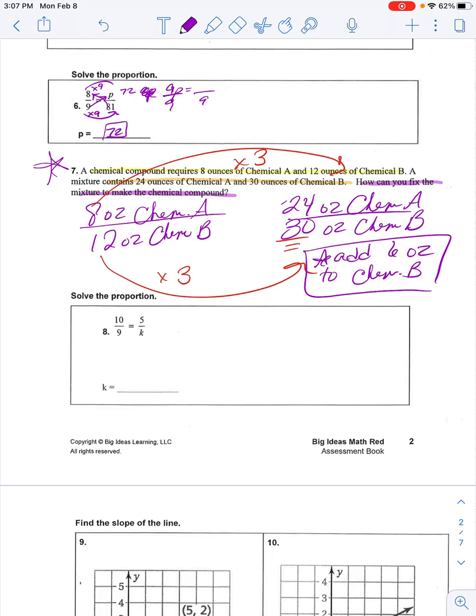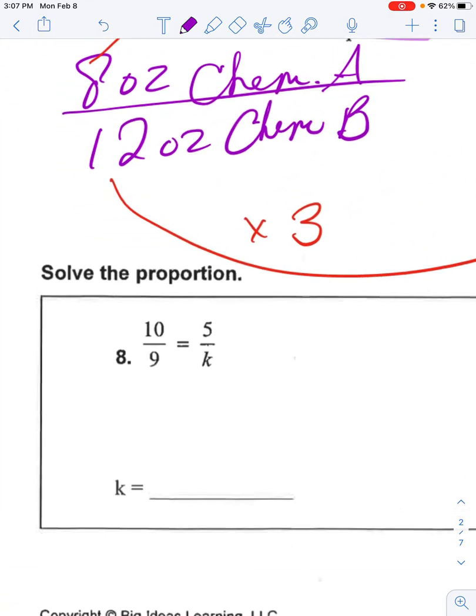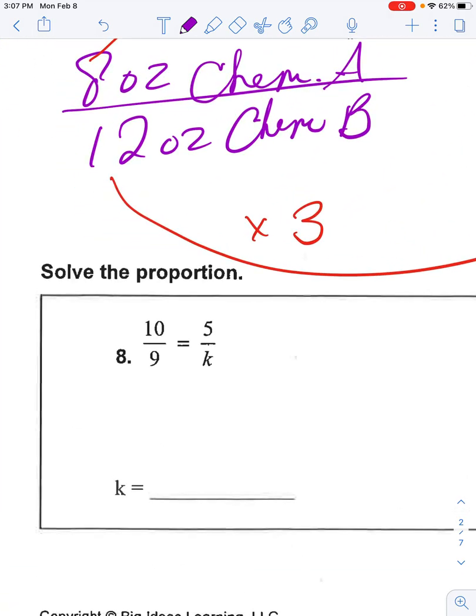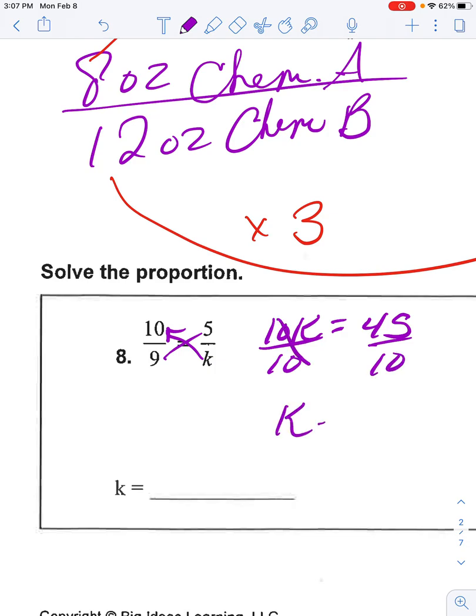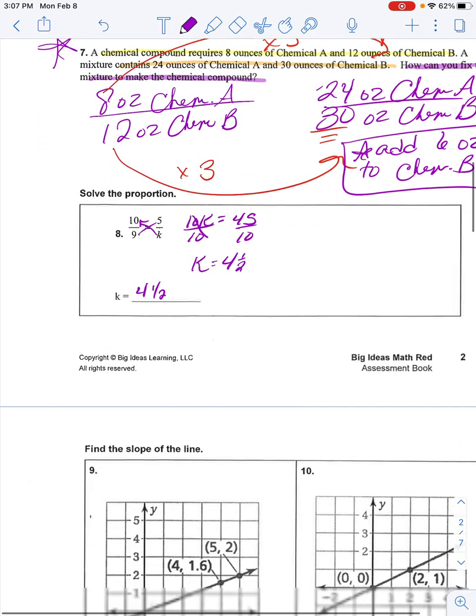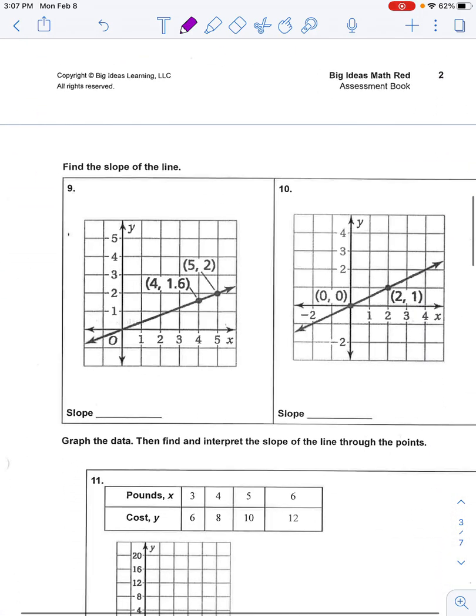You're going to see one very similar to it on the day of your test. Solve the proportion. I'm going to do cross products. 10 times K is 10K. 9 times 5 is 45. Divide to solve for K. So I get 4.5. Again, just make sure you're showing your work.